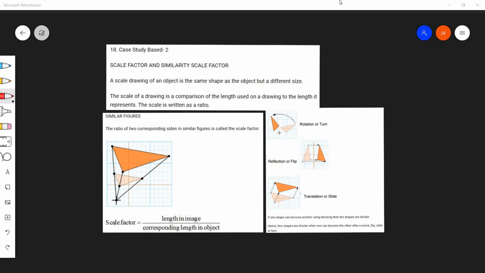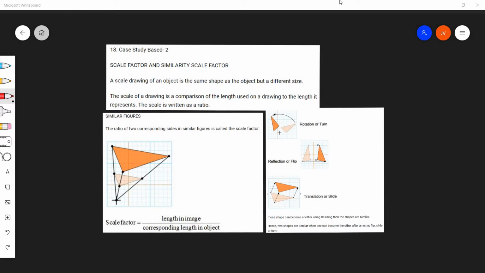Based on this situation, there will be 5 MCQs that will be following this situation. A student is supposed to answer any 4 out of the 5 questions, and each MCQ carries half a mark. So the maximum marks for a case study question is 2 marks. Now let us read the case study that is given. This belongs to the triangles chapter.